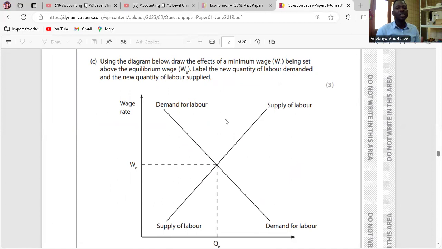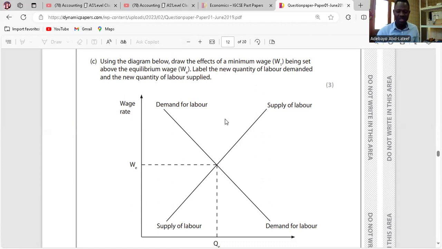So using the diagram below, draw the effect of a minimum wage being set above the equilibrium wage rate. Label the new quantity of labor demand and the new quantity of labor supply. So first, minimum wage itself. What is minimum wage? Minimum wage is the acceptable wage firms have to pay to the lowest or the least worker based on government regulation.